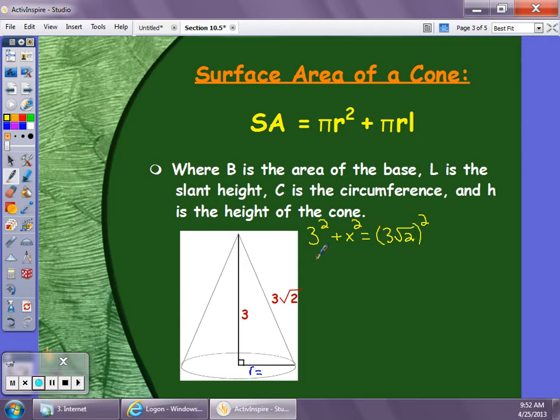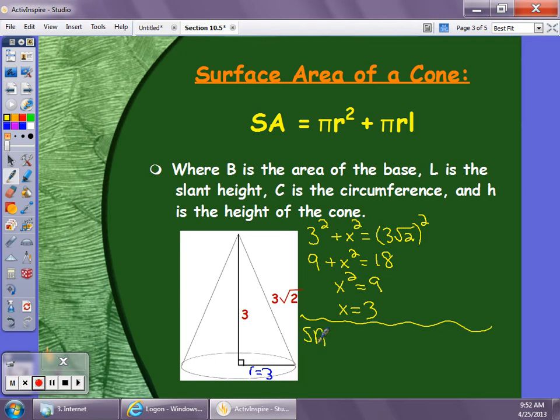Okay, so 9 plus x squared is going to be equal to, remember, you have to distribute the 2 to both 3, so 3 squared times root 2 squared is actually 18. If we subtract 9 from both sides, x squared is going to equal 9. So in this case, the radius is going to be equal to 3. So from here, we can go ahead and start solving for the surface area.